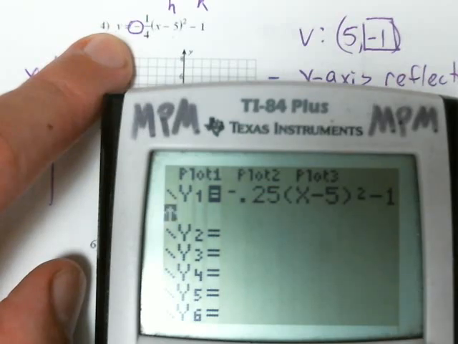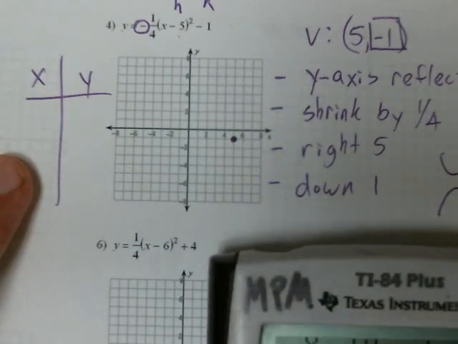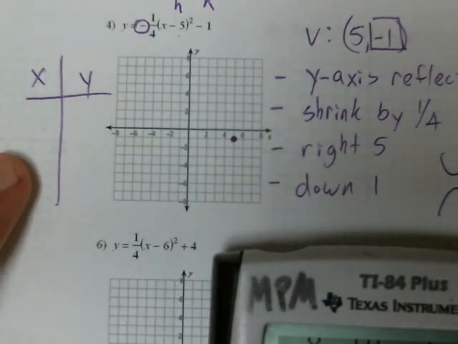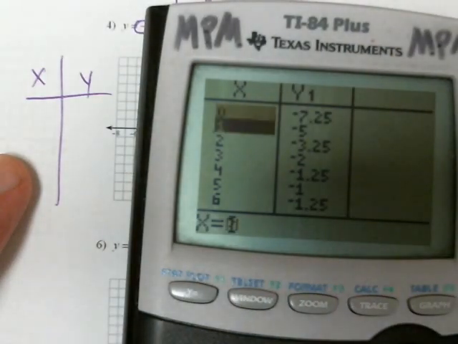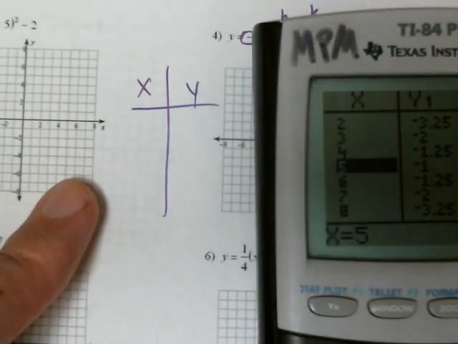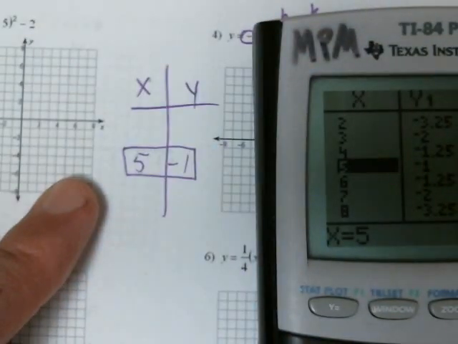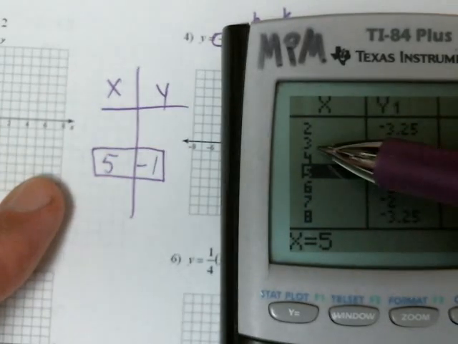All right, I'm going to go second table. I'm going to get a table of values. So remember, I need to scroll until I see (5, -1). Okay, there's (5, -1), and I'm going to put that in the center. So we got (5, -1). I like to put a box around it. That's just me personally. And I'm going to grab the 2 points above it and 2 points below it.